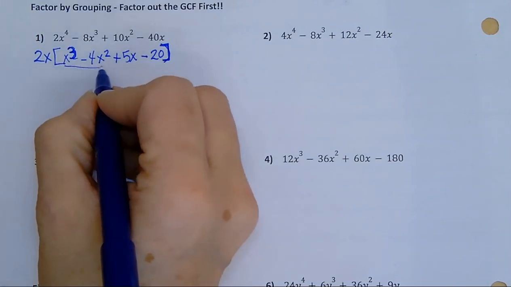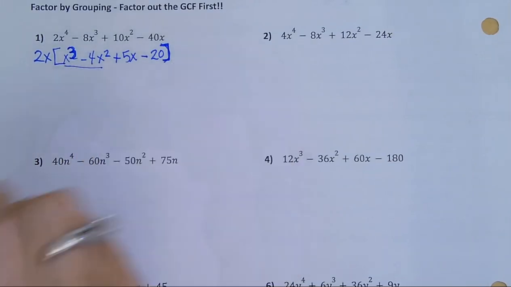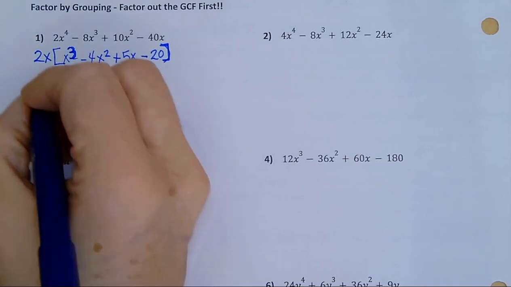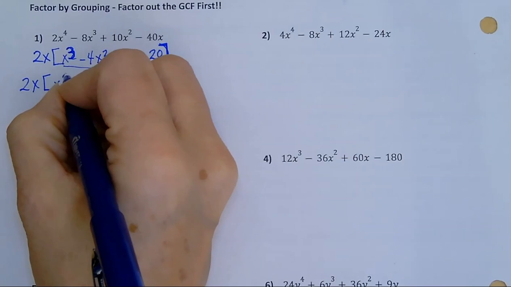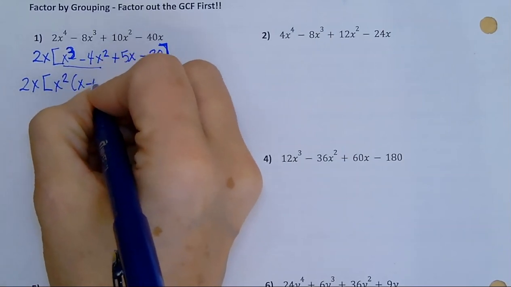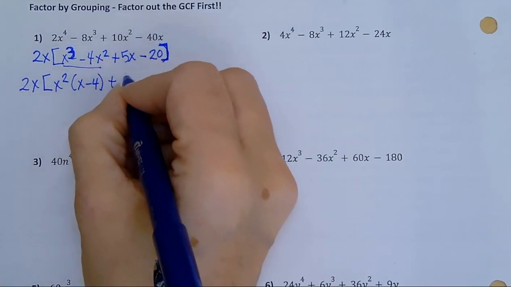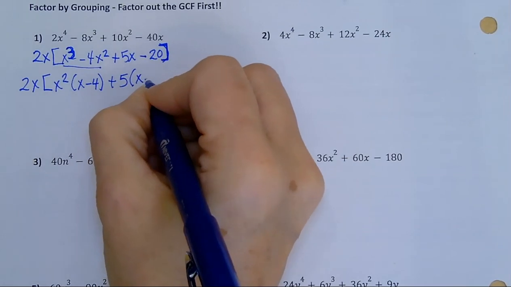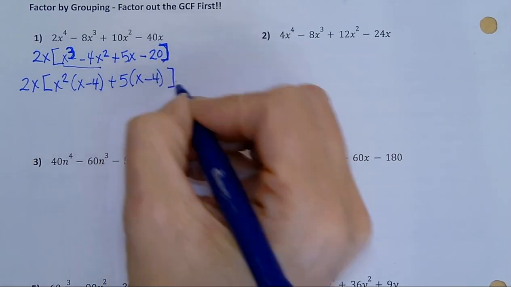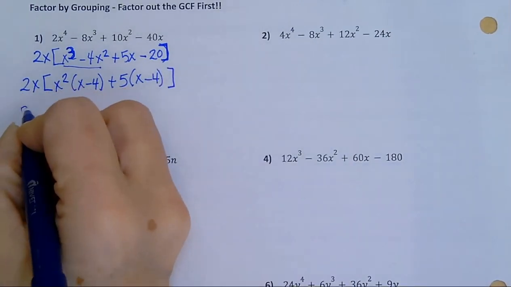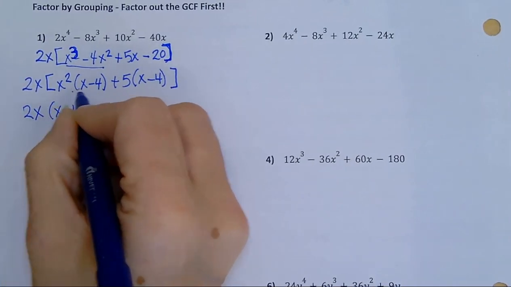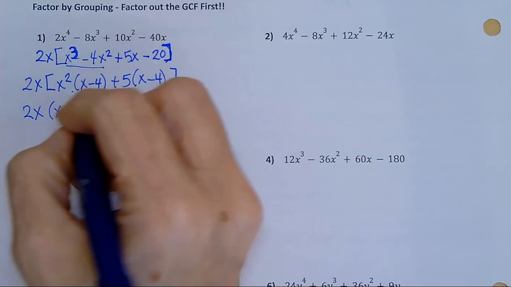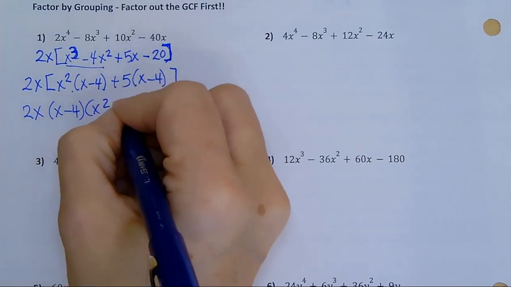Now I'm going to try to do this by grouping. Am I in order? I am in descending order by exponent. So I still have 2x on the outside. I'm going to pull x squared from here, and I'm left with x minus 4. And I'm going to pull 5 from here, and I'm left with x minus 4. Okay, keep that 2x on the outside. Pull x minus 4 from each of these big terms. You're left with x squared plus 5.